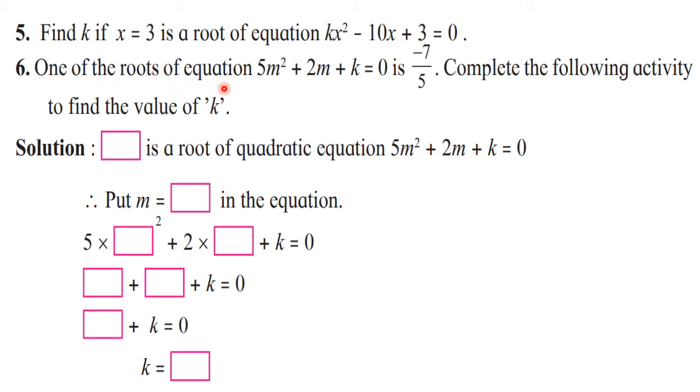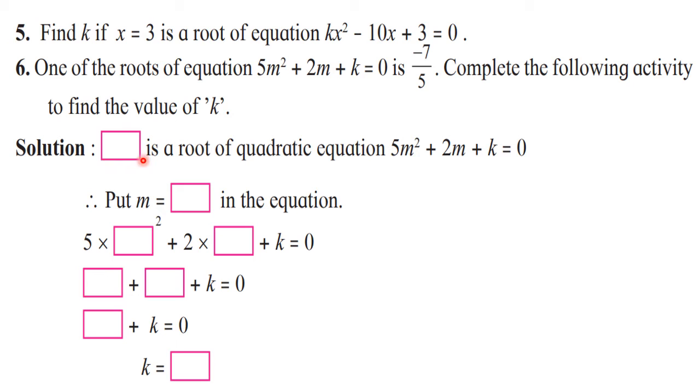One of the roots of the equation 5m square plus 2m plus k is equal to 0 is minus 7 upon 5. Complete the following activity to find the value of k. Now see, this type of question can be asked in MCQ also for 1 mark. They will provide you with the 4 options and you have to choose the correct one. Now let us start here.